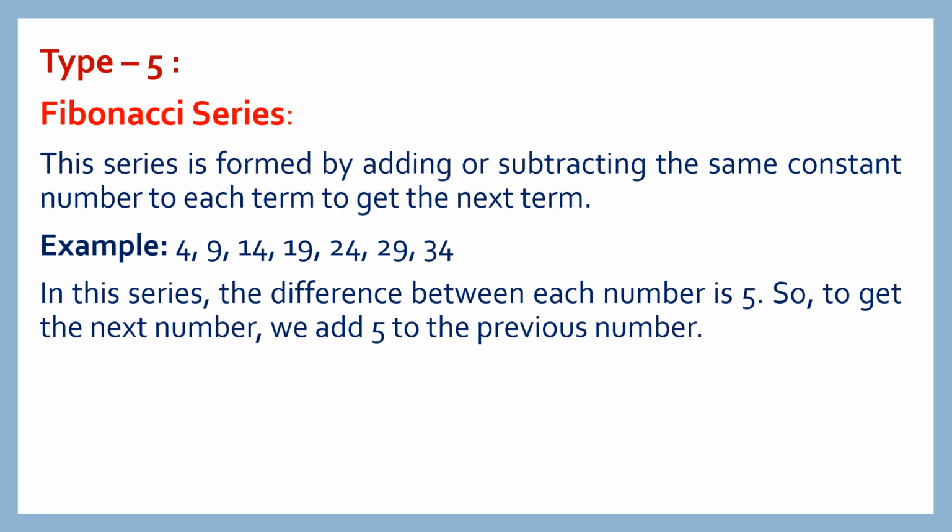Look, in the type 4 that may be either plus 5, plus 6, plus 7. Each term may be changed. But if the difference or the sum number is the same, we will call it Fibonacci. Here the same we have seen in the last example, the same number 5. So the answer will be 39.